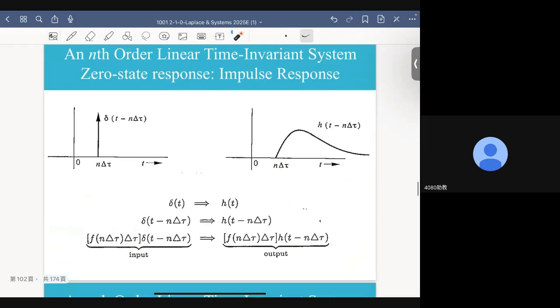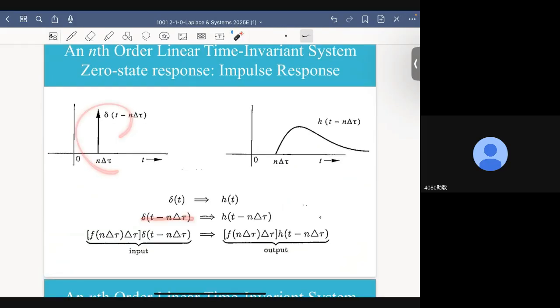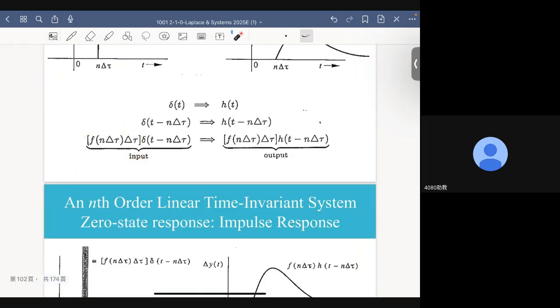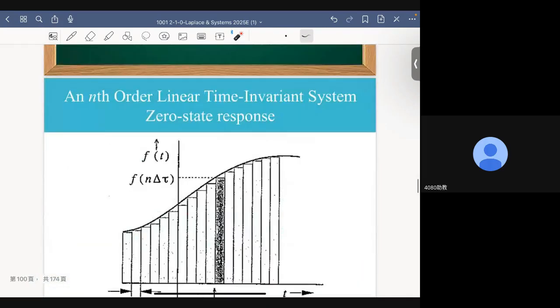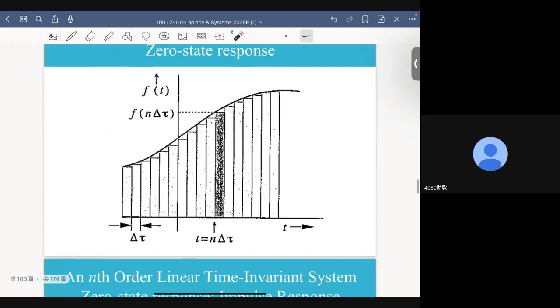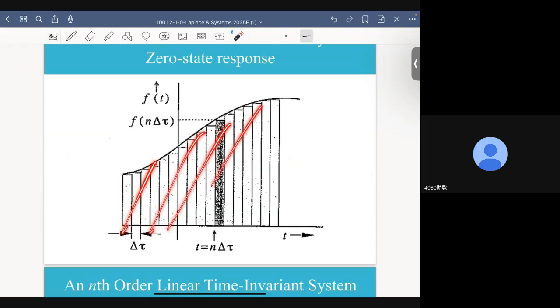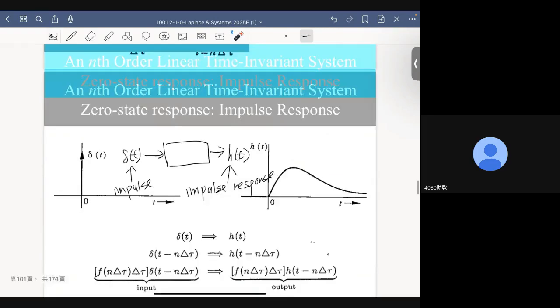Now, the next thing is I want to multiply the input by this, okay? What is f of n delta tau times delta tau? It is actually the area of this rectangle. Where does the rectangle come from? This rectangle comes from here. It is a part of the input signal. Remember, what we are doing here is we approximate the area under the curve of f of t by the areas of these rectangles, all right?